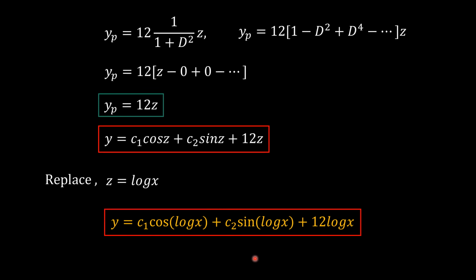So this is the example based on Cauchy's linear equation, that is the equation reducible to linear differential equation with constant coefficients. I hope you have got this. Now let's move on to the next example.